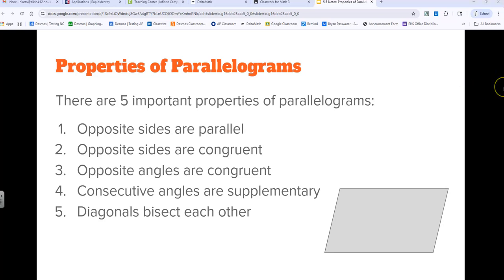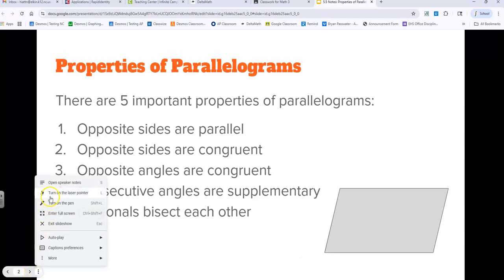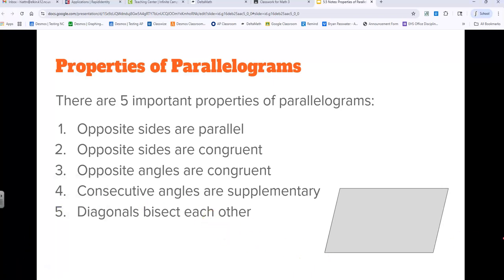Important properties of parallelograms. I'm going to mark them on this picture here. Opposite sides of the parallelogram are going to be parallel. That's where it gets its name. The way that we mark things parallel is that we put these little arrows on them. So that right there would mark that those two opposite sides are parallel.